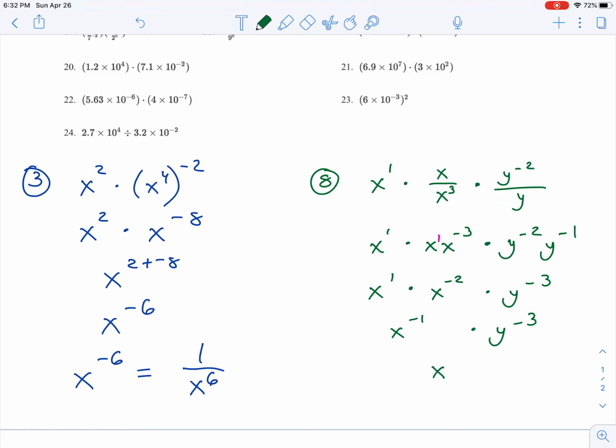Now, we could leave it that way. We could clean it up a bit and get rid of the dot for multiplication, or we could write it without negative exponents as a division problem: 1 divided by x to the positive 1 times y to the positive third power.